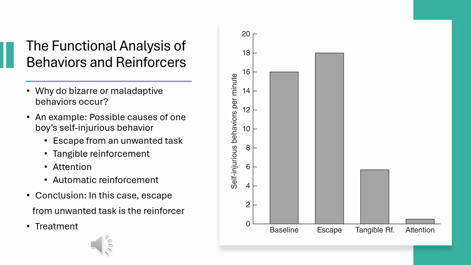We could use DRO, which is differential reinforcement of other behaviors. This involves reinforcing any other behavior that the child engages in besides the self-injury. Over time, this reduces the frequency of the maladaptive behavior while promoting positive alternatives.